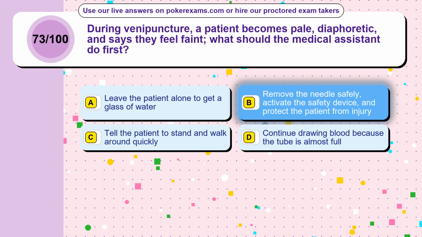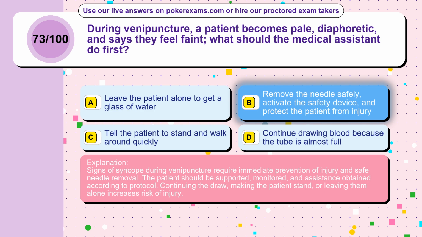Remove the needle safely, activate the safety device, and protect the patient from injury. Signs of syncope during venipuncture require immediate prevention of injury and safe needle removal. The patient should be supported, monitored, and assistance obtained according to protocol. Continuing the draw, making the patient stand, or leaving them alone increases risk of injury.